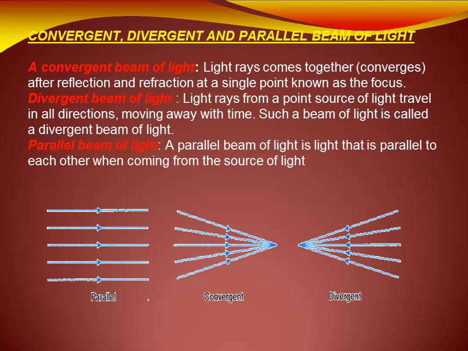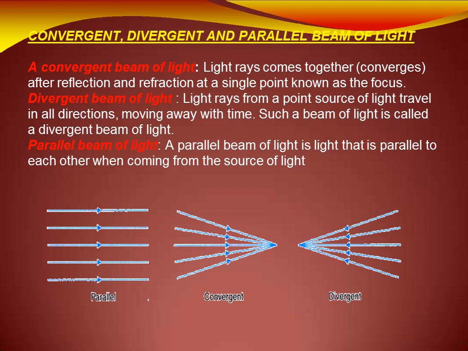Similarly, a divergent beam of light. Light rays from a point source of light travel in all directions, moving away with time. Such a beam of light is called a divergent beam of light. Divergent means dividing, scattering, or spreading in all directions.